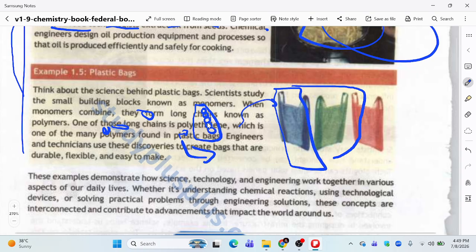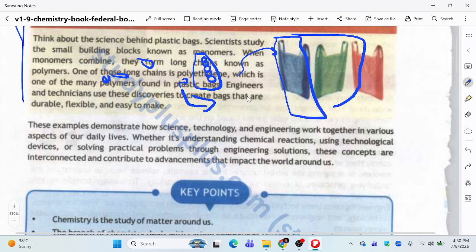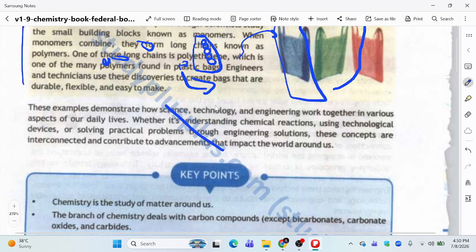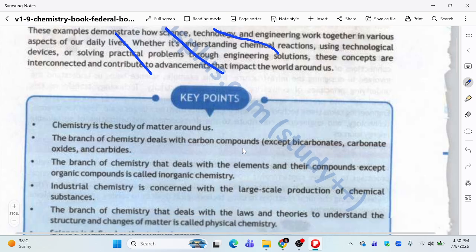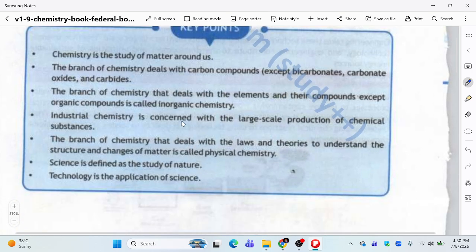It's not that small, it's billions, millions you can say. Small units like these attach to each other. Now these are the key points we read, and that is all.